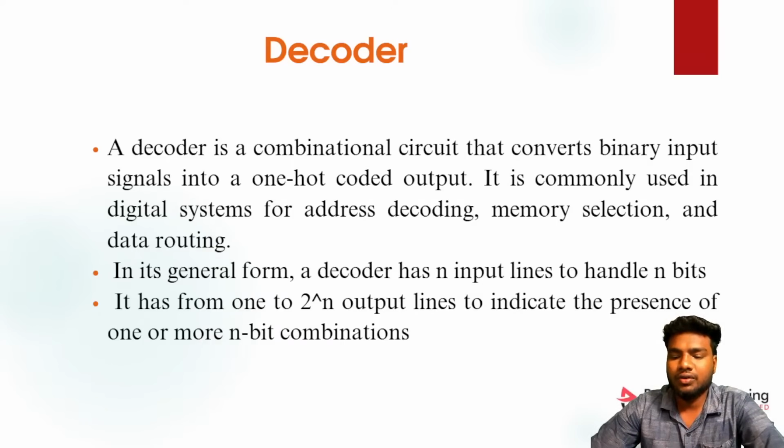So if your input is 1 line and you want to decode, it is 2 power 1, so 2 power n is 2, so you will get 2 outputs. If your input lines are 2, you will get 4 outputs, because 2 power 2 equals 4. This is the logic: 2 power n outputs, where n is the number of inputs.